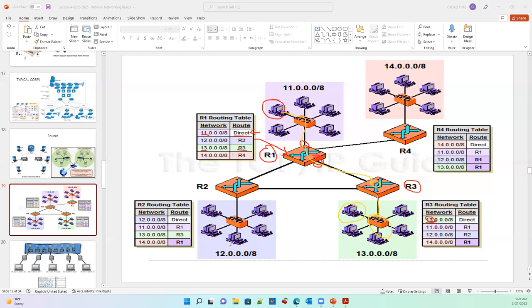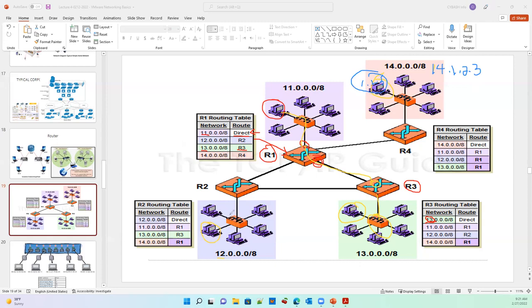Let's say a computer on 12 wants to talk to a computer here. So it asks its router, I want to talk to computer 14.1.3.3. I want to talk to this computer.